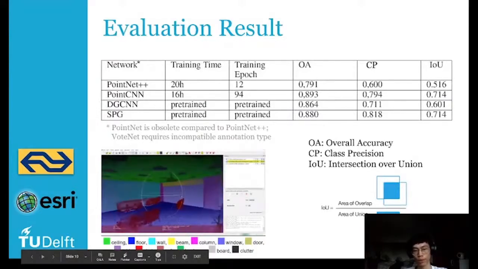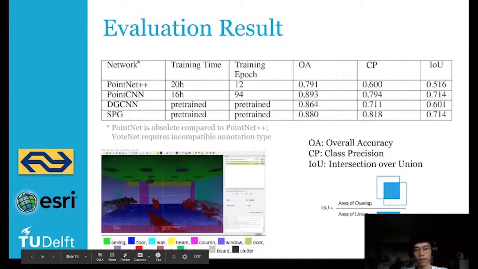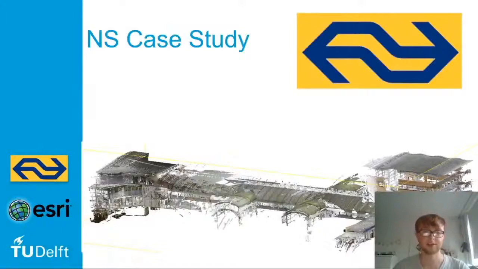While considering the superpoint graph needs a lot more pre-processing and complex configuration, we therefore select the PointCNN for the case study implementation. Next, Miles will take over and introduce the case study on the NS dataset. All right, thank you, Zayu.